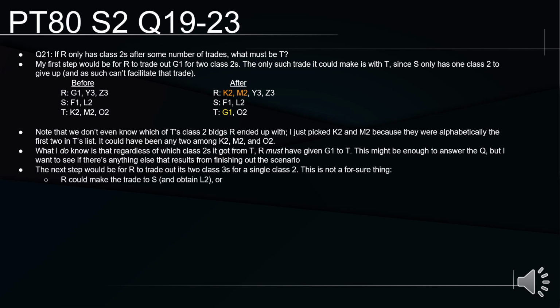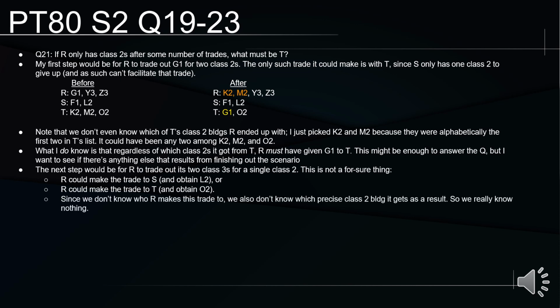There's uncertainty. R could make the trade to S and obtain L in exchange. It could give Y, which is a class 3, and Z, which is a class 3, and get L, which is a class 2, from S. It could do that. Or R could make the trade to T and obtain O at this point. So it's either one. I don't see any compelling reason why it has to be one or the other. So since we don't know who R makes this trade to, we also don't know precisely which class 2 building that it gets as a result. Does it get L because it has to trade with S? No, it could have easily traded with T and gotten the last remaining class 2 building from T. So we really know nothing for sure. All we know is that T ended up with G for sure, which is consistent with A.